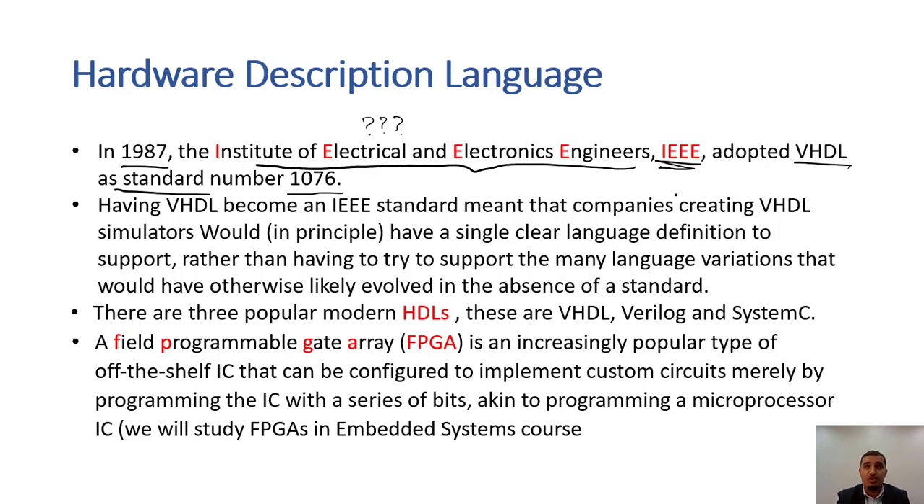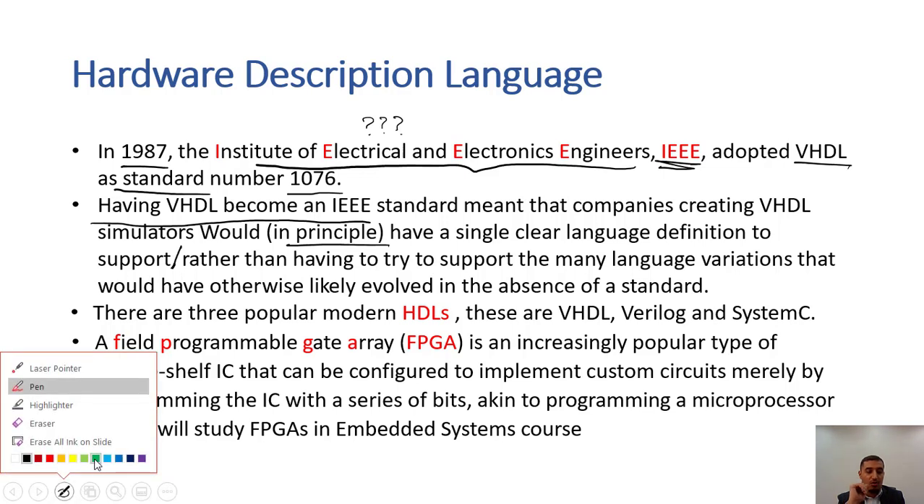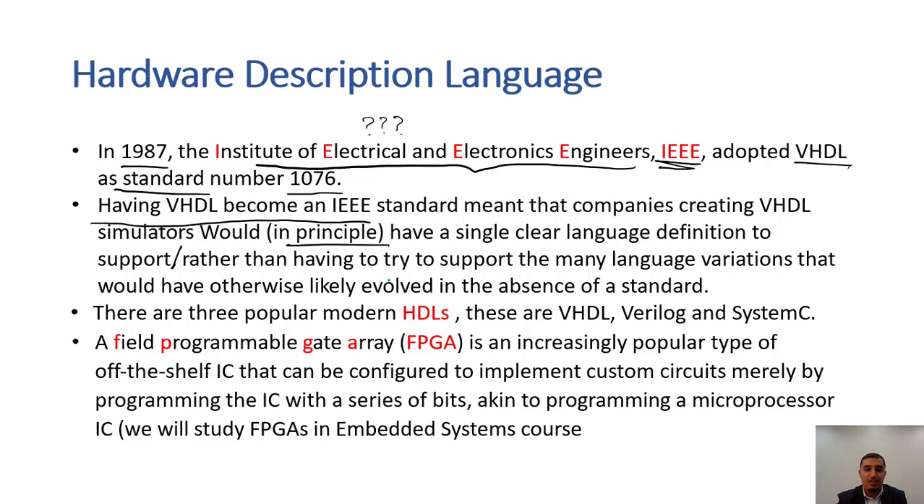Why do we need standards? If we don't have standards, then things will become very difficult to deal with. So VHDL became a standard. This meant that companies creating VHDL simulators, in principle, will have a single clear language to support. Imagine that C++ was not a standard, and everyone wrote code in a different syntax. Different syntax means everyone will have their own different ways to deal with the program. So we will have millions and millions of languages.